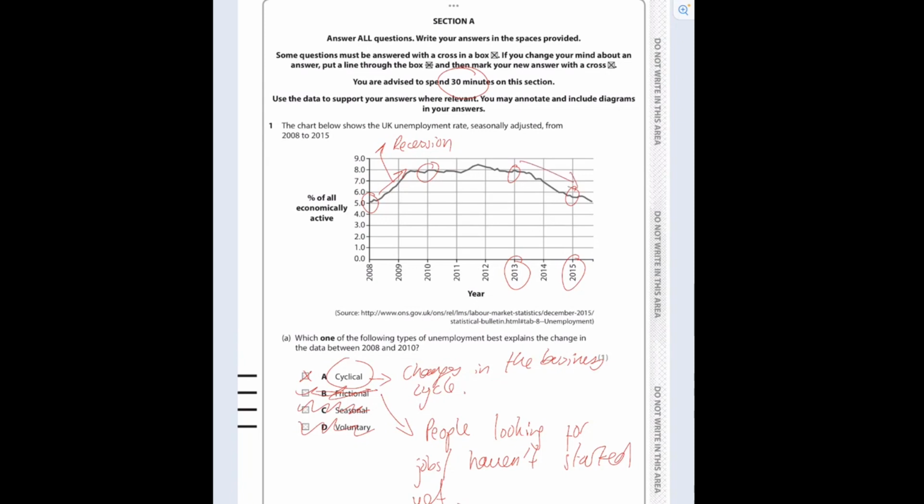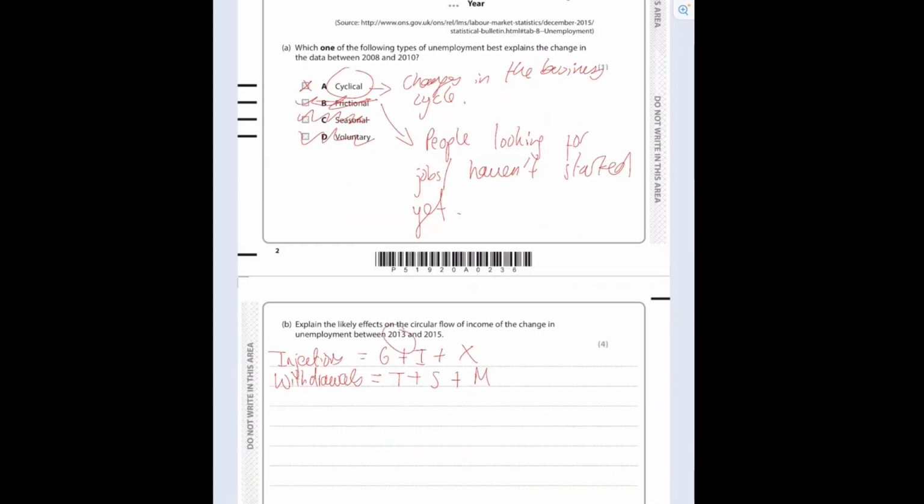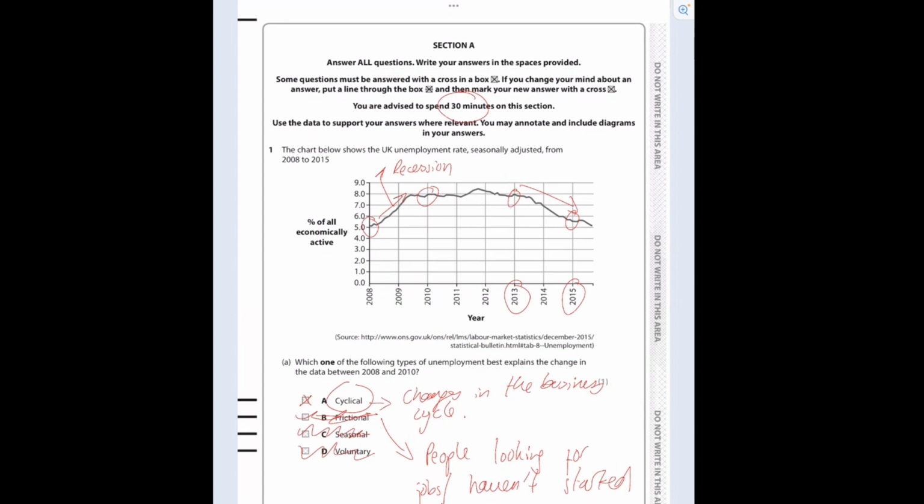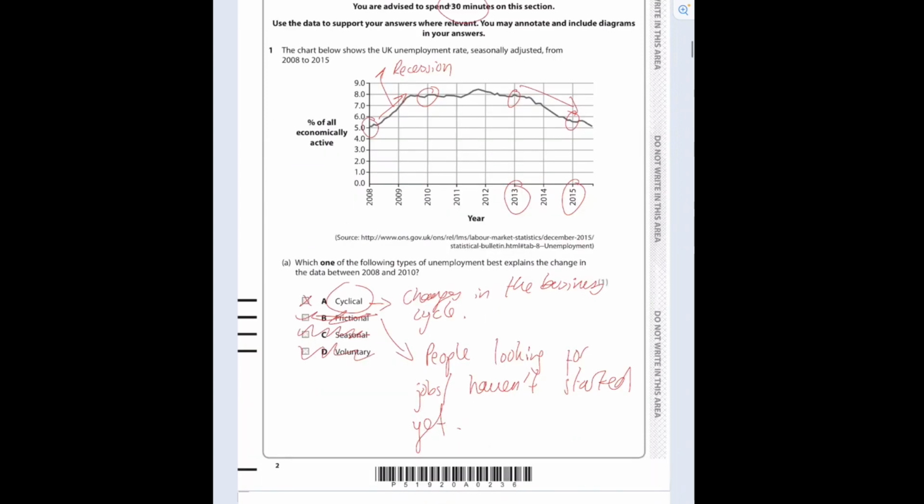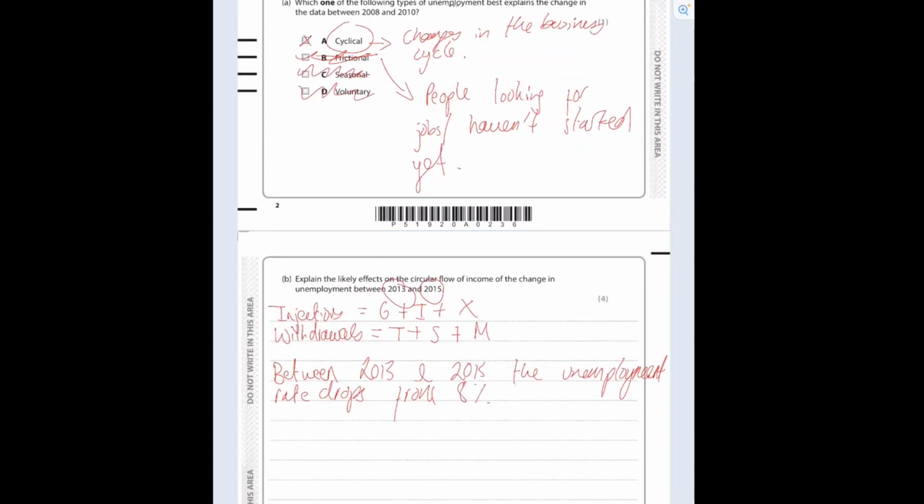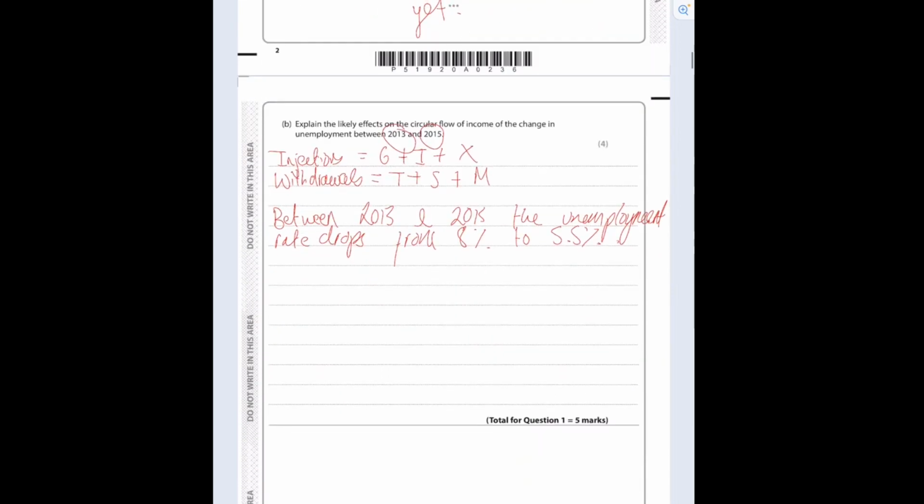Unemployment rate is decreasing. We want to make sure that we're mentioning unemployment rate. So between 2013 and 2015, the unemployment rate drops from 8% to 5.5%. So there are fewer people unemployed. Explain the likely effects on circular flow of income.